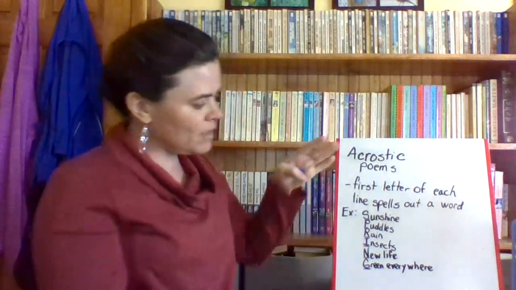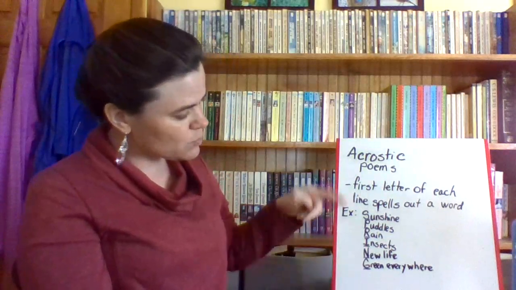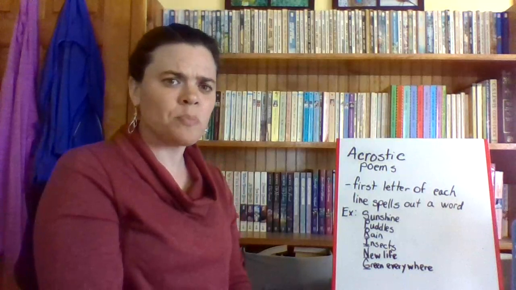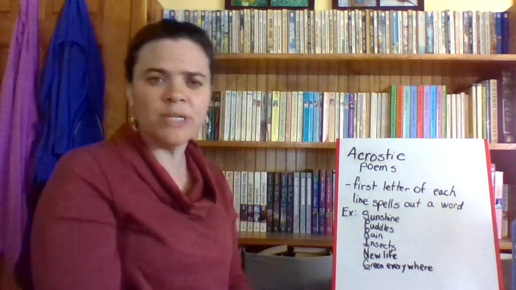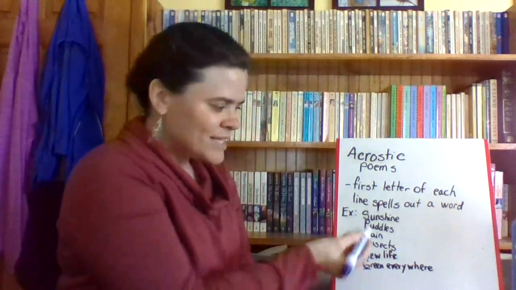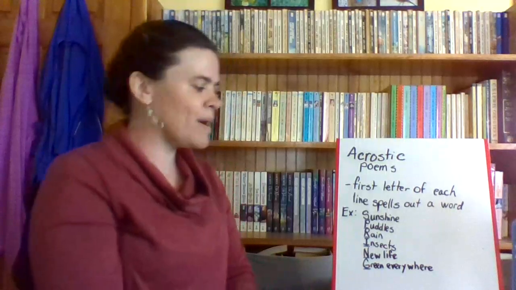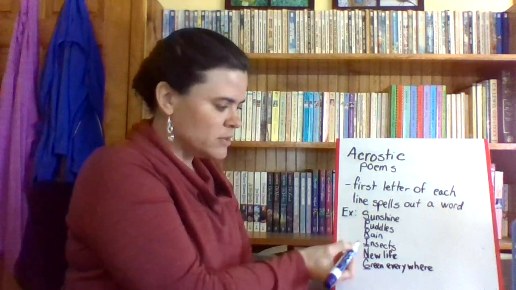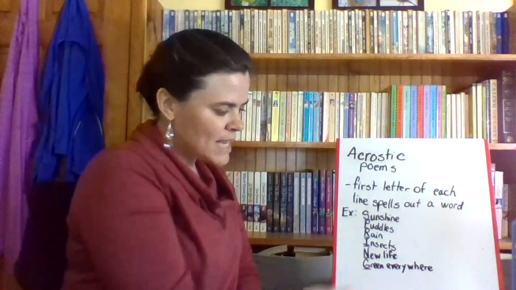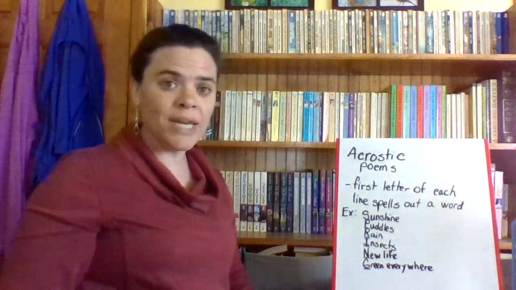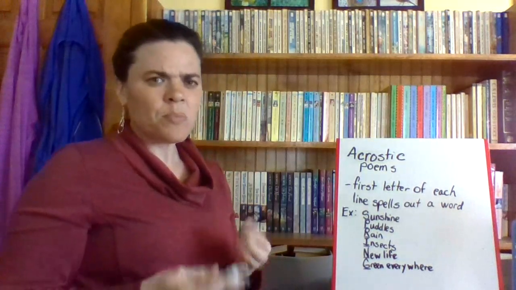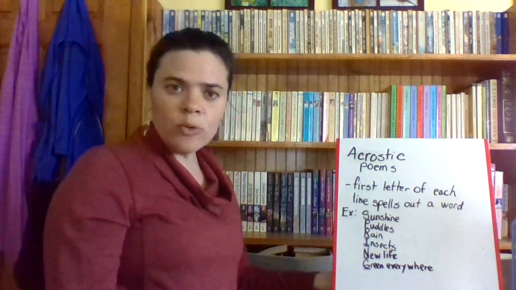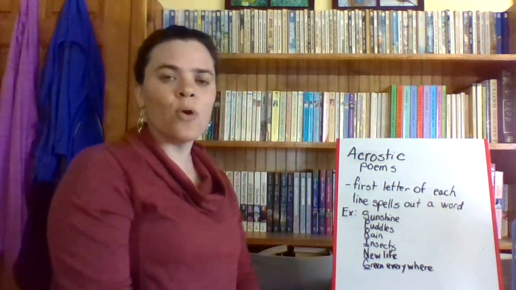So if you read it, you can see I'm spelling the word spring, and if you just read it going down, it doesn't have to be sentences. Poetry doesn't always follow those things. This is kind of just a list of things about spring. So if we read it all together, it's sunshine, puddles, rain, insects, new life, green everywhere. And you can write acrostic poetry about pretty much anything. I'm going to share right now a few more examples.